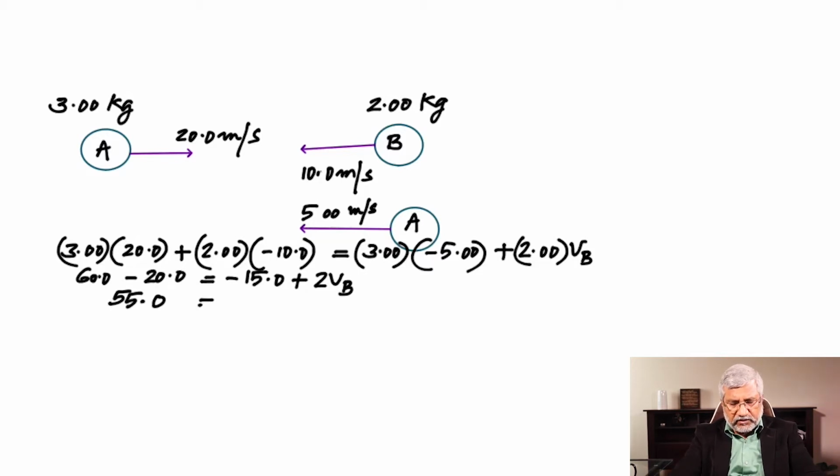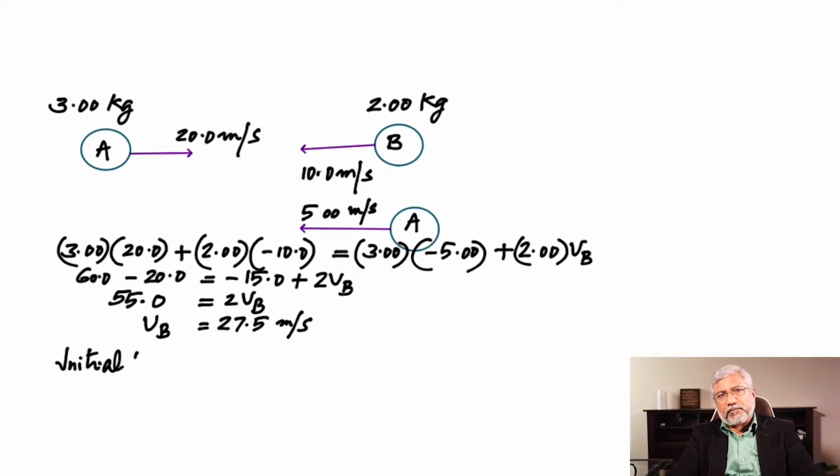When you do the math, the first term is going to be 60, the second term is negative 20, and this is negative 15, and then you have 2 times VB. 60 minus 20, that's 40, and then you bring this over, it becomes plus 15, so that's how you get 55. So 55 is 2 times VB, and therefore V sub B is 55 divided by 2, which is 27.5 meter per second. So that's a simple application of conservation of momentum.